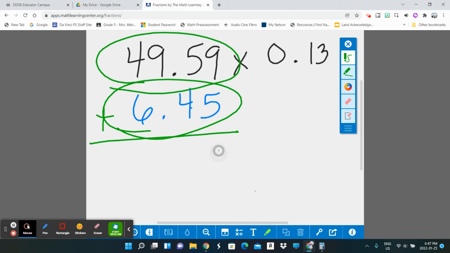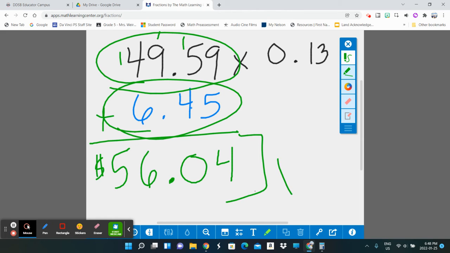So 9 plus 5 is 14. Carry my 1. 1 plus 5 is 6. 6 plus 4 is 10. So my 0 goes there. My decimal point drops down. 1 plus 9 is 10, plus 6 more is 16. Carry my 1. 1 plus 4 is 5. So my total cost, the actual money that I need to pay, is going to be $56.04.